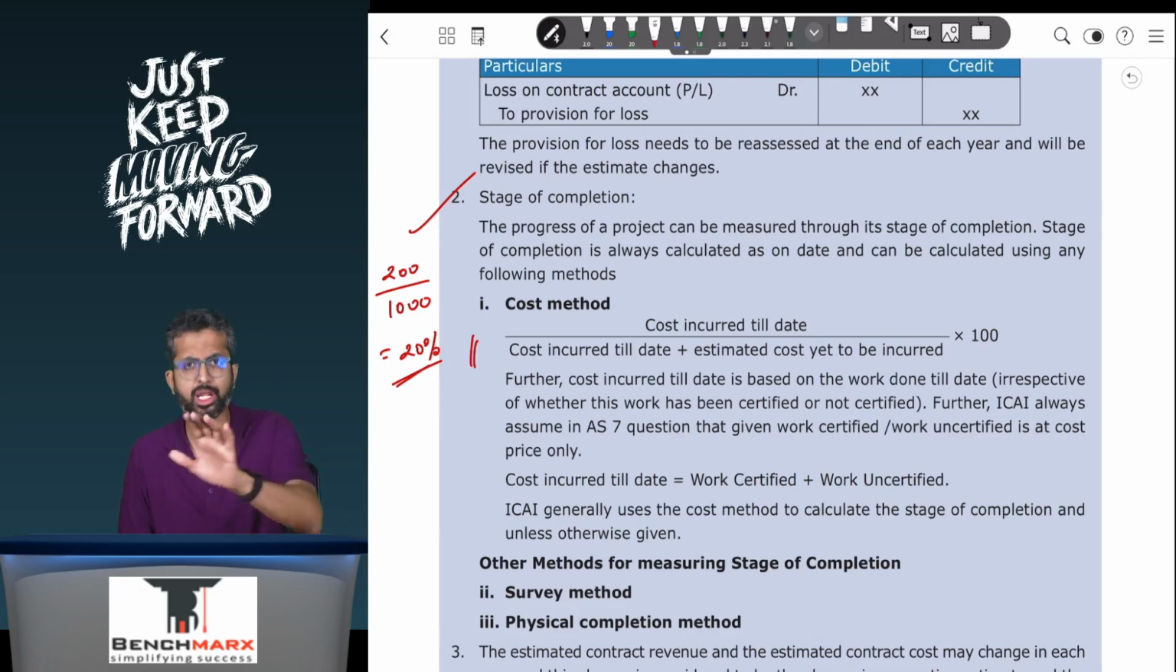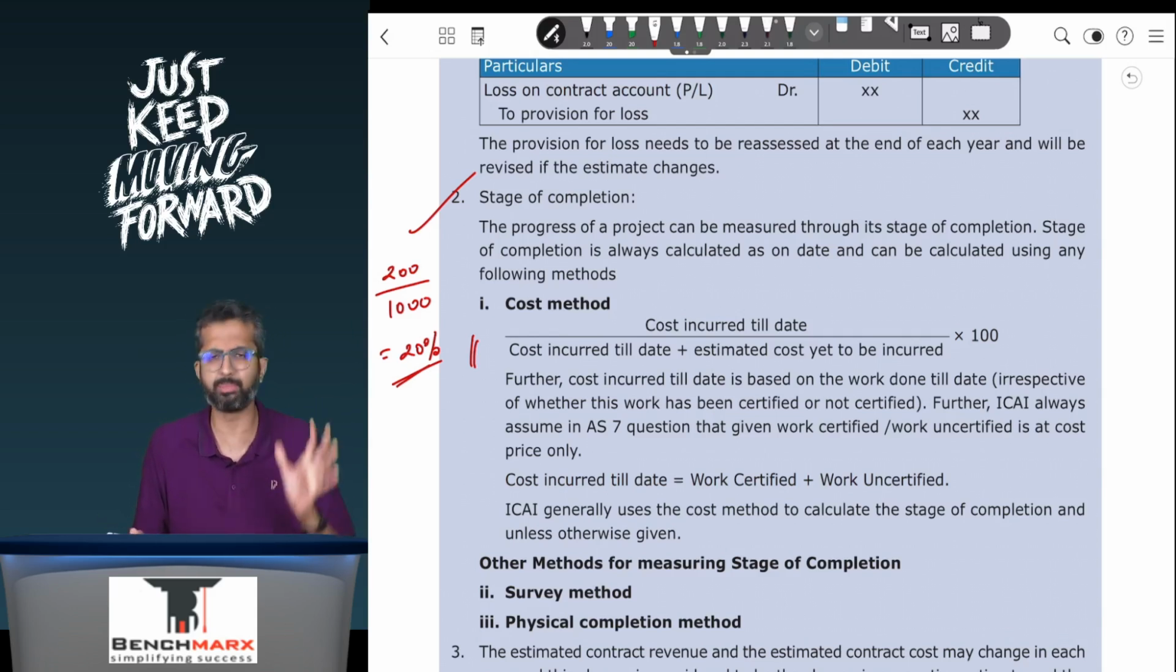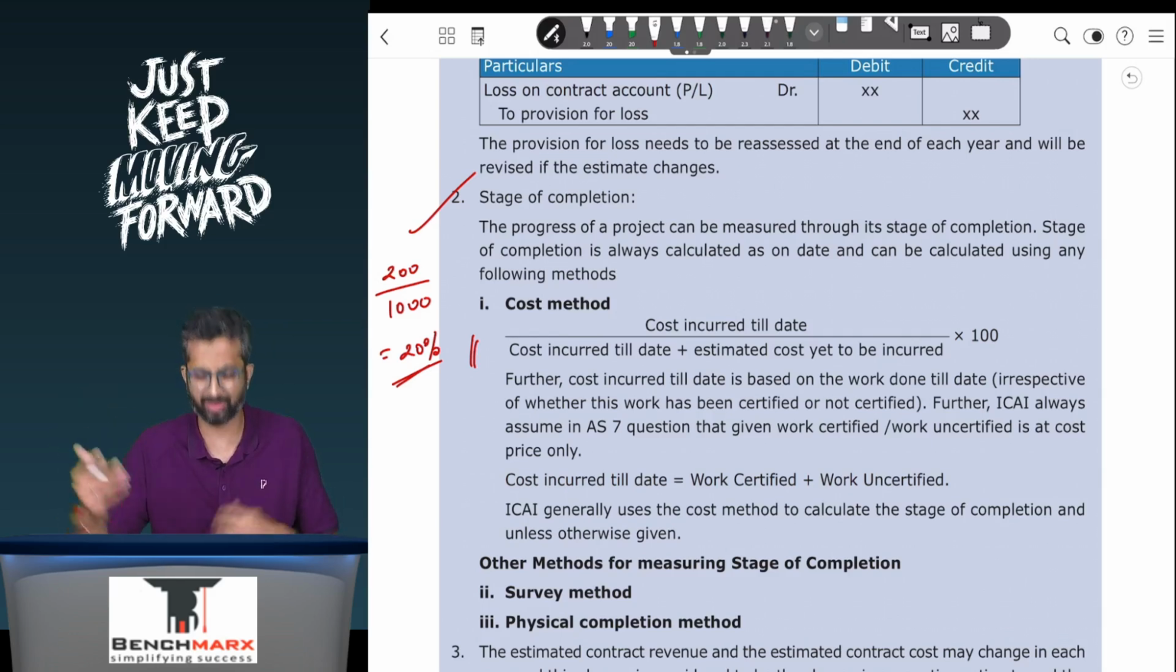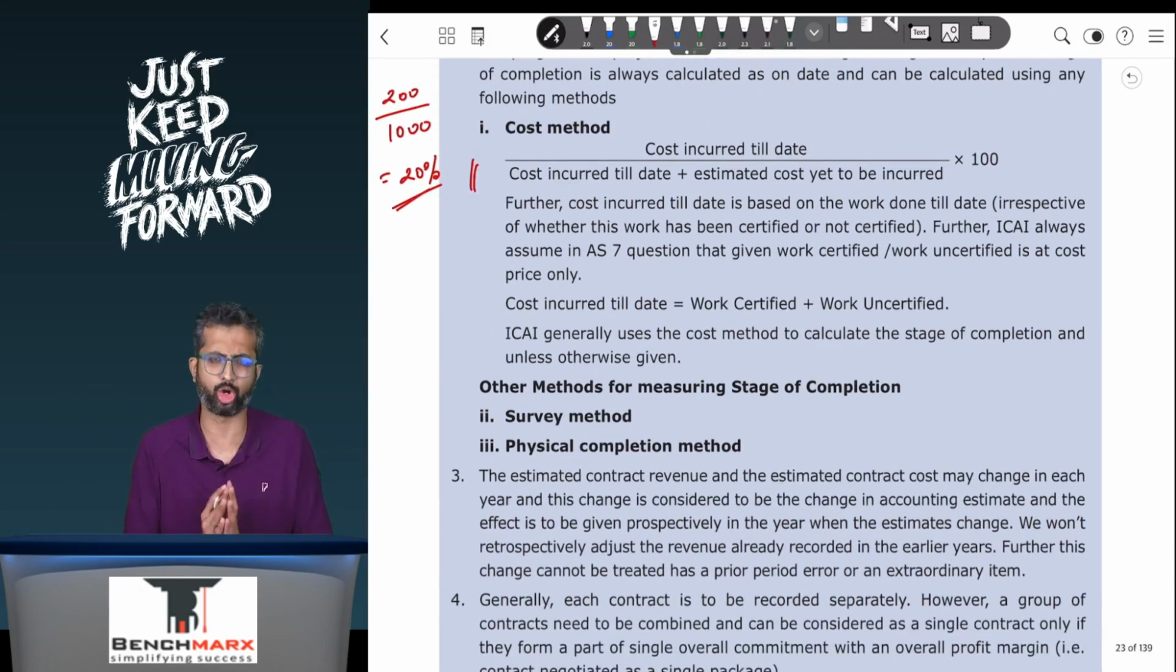Cost incurred till date upon the total estimated cost. This is one of the most popular ways to calculate the stage of completion. Almost every sum in the Institute study material has actually used this method only. However, in certain cases, there are other alternative methods, like a surveyor would be appointed and they will say what the stage of completion is, or using the physical completion method. There may be other methods but not as popular.